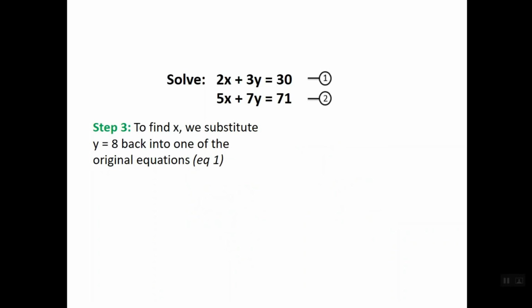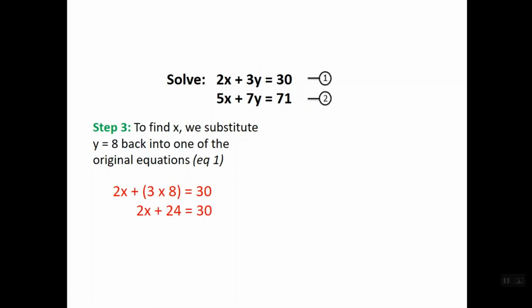Now let's look at our third step, which is basically to substitute y equal 8 back into one of the original equations in order to solve for x. So I'm going to be using equation 1. So I have 2x plus 3 times 8 is equal to 30. And again, I write back my 2x plus 3 times my value for y, which is 8. So that's the reason why I write 3 times 8. And that's equal to 30.